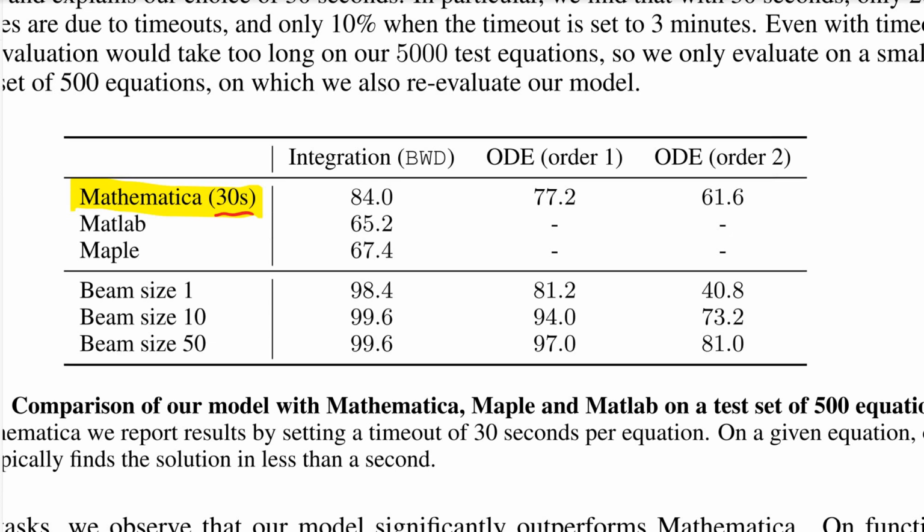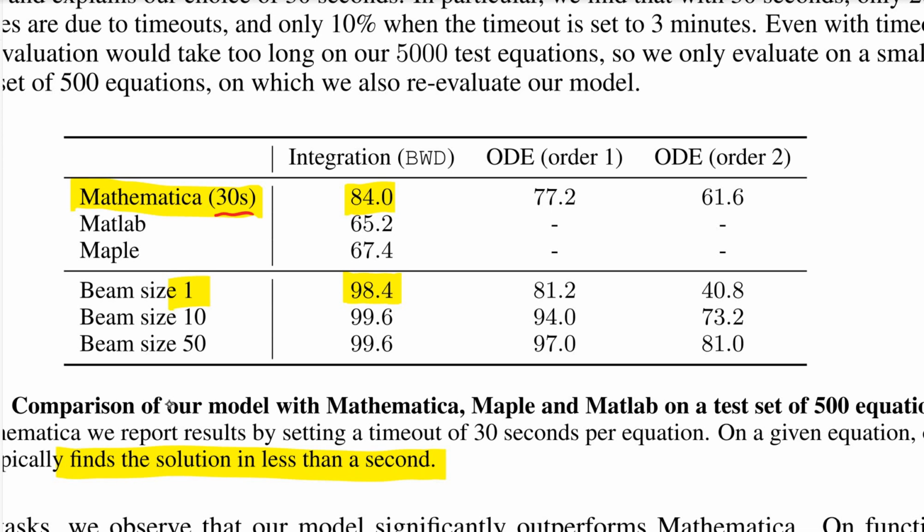So if you compare here Mathematica, for example, it can integrate 84% of the things that they put into it. It's not said whether it gets it wrong or simply times out in the rest. I would say it times out, because Mathematica probably never gets it wrong, since it's an actual symbolic manipulator with defined rules. So I guess the remaining 16% it simply times out, doesn't find a solution. Whereas this Facebook system, and they say it usually finds the solution in less than a second, finds these solutions 98.4% of the time with a beam size of 1.